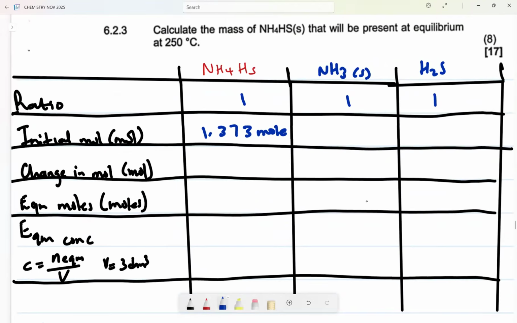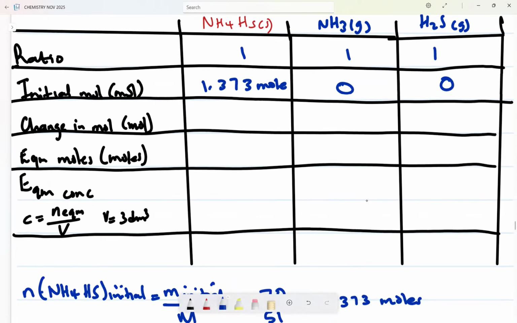I'm going to scratch this block because you don't need it, because why? It is a solid, guys. This is a gas. And then initially NH3 and H2S are zero because they are products. And then the change: this one will decrease, this one will increase. Why? Because reactants get used up and products are formed. The change we did not know, we just say it is X for all of them. And then for the concentrations, we'll have X divided by 3, X divided by 3. And the equilibrium moles is going to be 1.373 minus X.